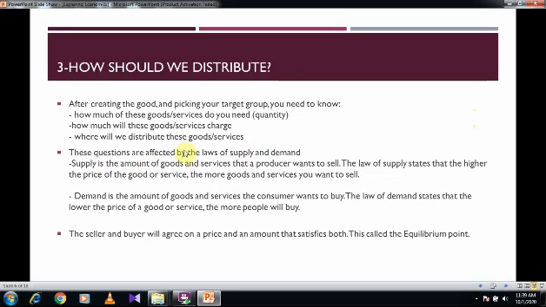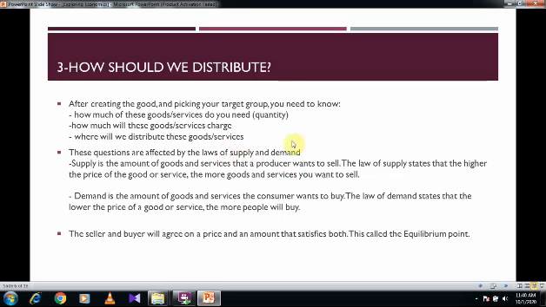These questions are affected by the law of supply and demand. Supply is the amount of goods and services that a producer wants to sell. Now, supply comes from the word supplier. A supplier is a person who has the goods and services, whether he is the producer or not, and is selling them to the people. I have 2 key terms here, suppliers and consumers. Suppliers, as we said, are the people who sell the goods. They do not have to be the producers. And consumers, this is us, the people who buy the goods.